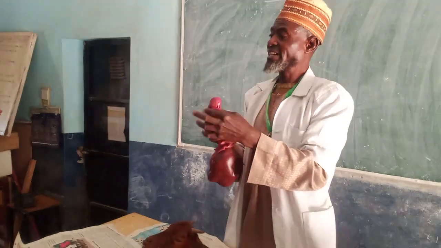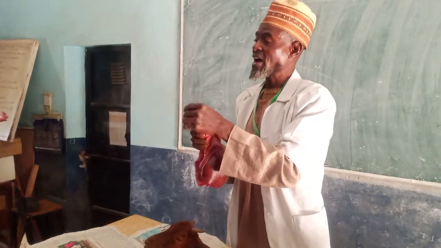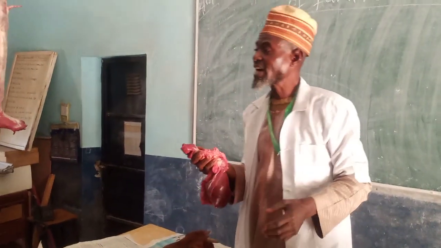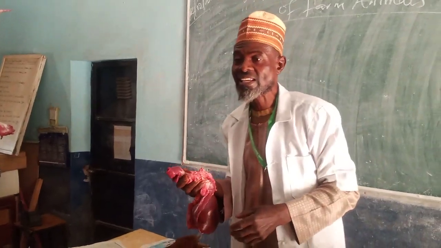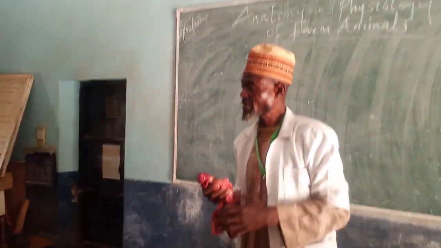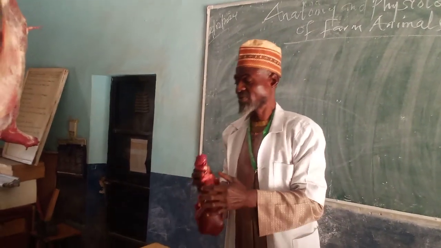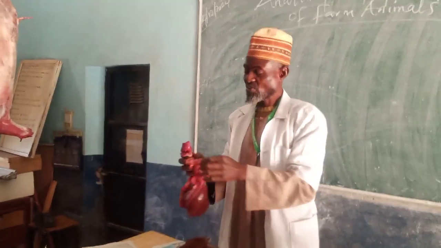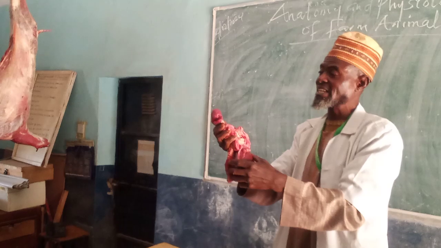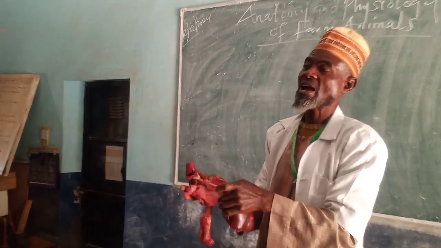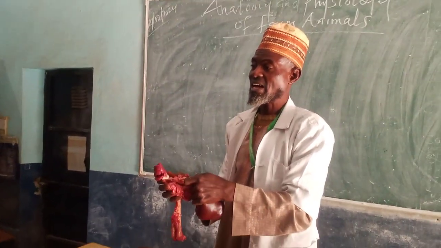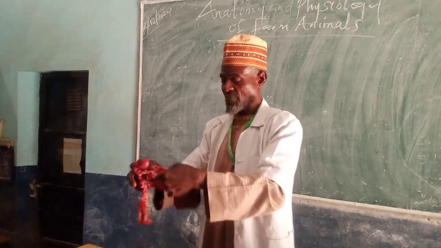Don't forget, the arteries carry oxygenated blood, while the veins carry deoxygenated blood. Is that clear? So that is the major function performed by the heart of mammals.